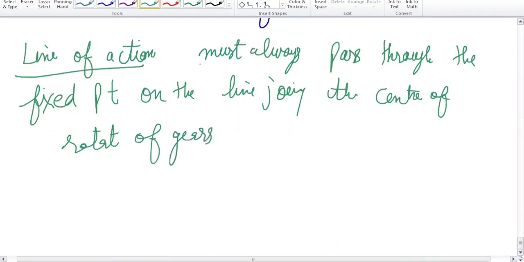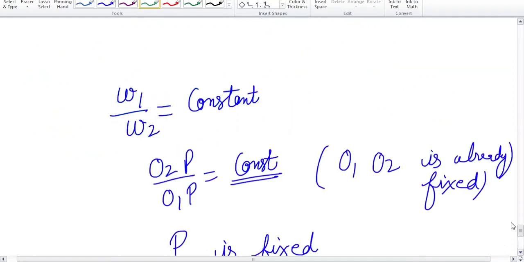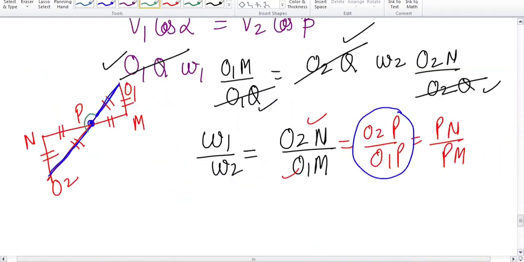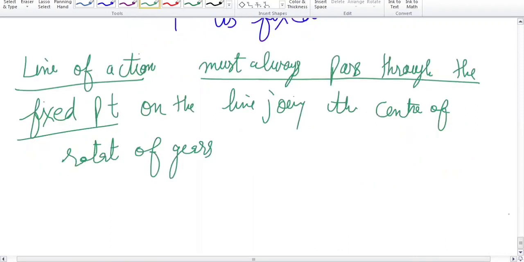The line of action must always pass through the fixed point P. That is the pitch point, and the line joining the center of rotation of gears. So the statement says that this pitch point is a fixed point, and on the line joining the centers O1 and O2, point P is always present, and the line of action is this PM line. So the pitch point P lies at the intersection of the line of centers of the two bodies and the line of action. And that pitch point is the fixed point. Whenever two pitch circles rotate, this pitch point does not change its position. This is the law of gearing.